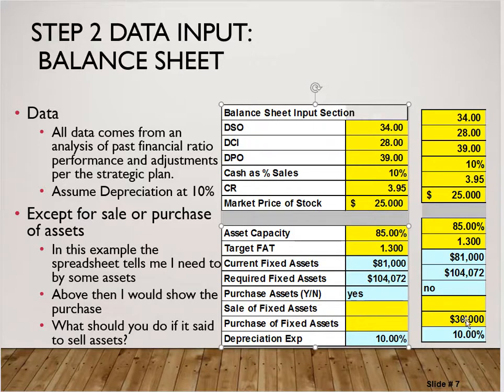So what you'll see is in the next page, in the next slide, when I change and put in here, I purchased $30,000. You see, this now changes to no, because now we have enough assets, right? 81 plus 30, that's 111,000. So now we have enough assets.